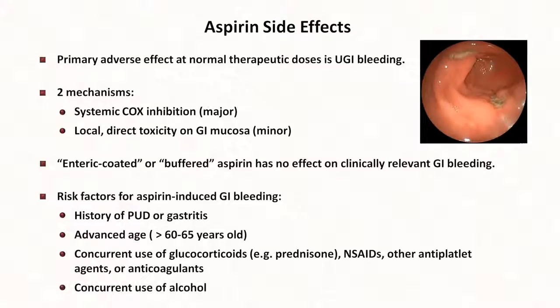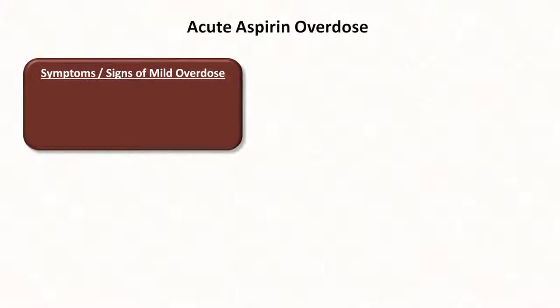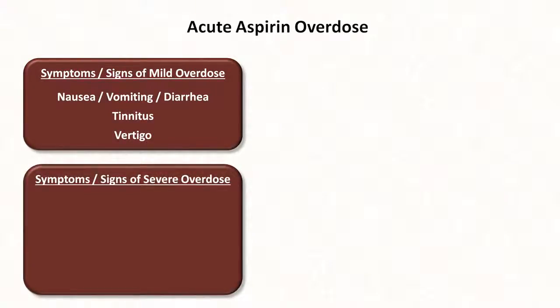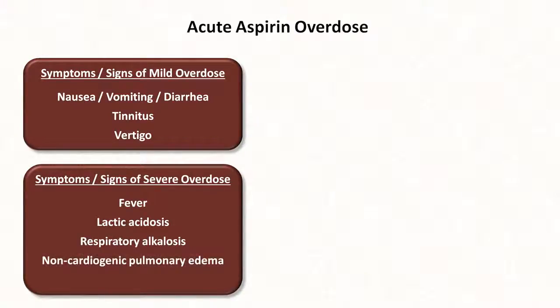Aspirin is also associated with increased risk of intracranial hemorrhage, but the absolute risk is still small enough that this is typically a relatively minor concern. In addition to the bleeding side effects, acute aspirin overdose is associated with a relatively distinct pattern of toxicity. Symptoms and signs of a mild overdose include nausea, vomiting, diarrhea, tinnitus, and vertigo. Symptoms and signs of a severe overdose include fever, lactic acidosis, a respiratory alkalosis, non-cardiogenic pulmonary edema, confusion, and coma.